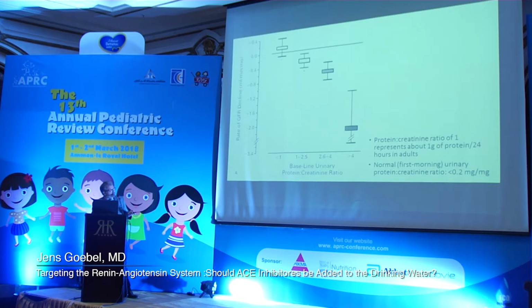In adults, a protein to creatinine ratio of around 1 represents just about 1 gram of protein in a 24-hour urine collection. In children, it's a little more complicated than that. But the bottom line is that based on these data, reducing proteinuria by renin-angiotensin system targeting can delay GFR decline, and that delay is partially, not completely, related to improvements in blood pressure.